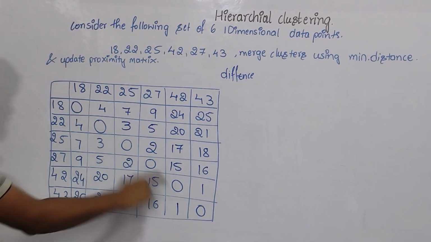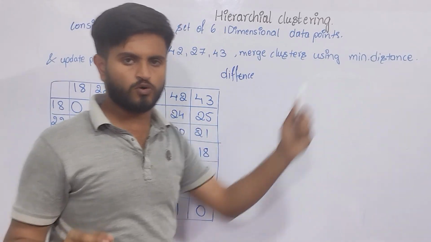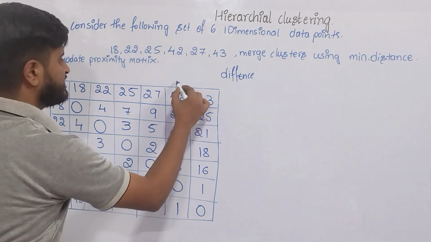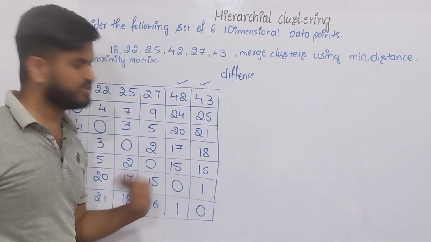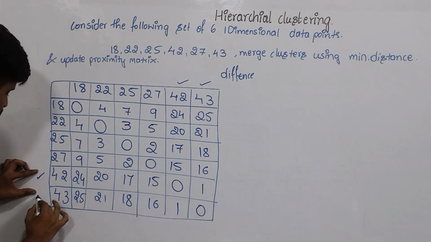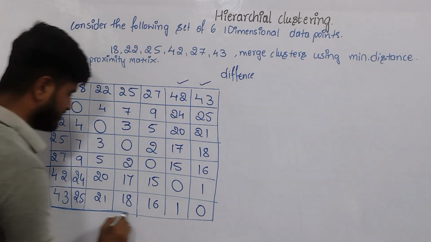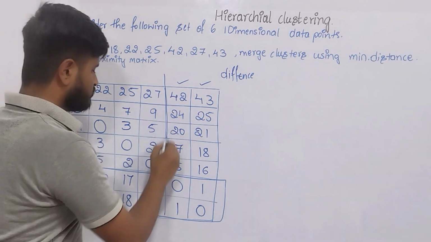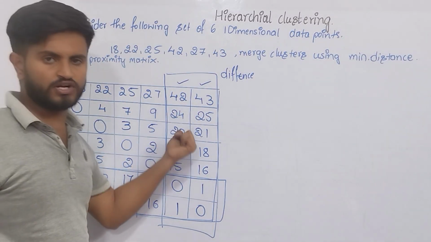Now if you see, other than 0, which is the smallest element, because we are using the minimum distance to go further for the clustering, 1 is the smallest element. Where is it? In 42 we are having 1, in 43 we are having 1. In the 42 row we are having 1, the 43 row also we are having 1. So what we will be doing is combining or clustering 42 and 43.